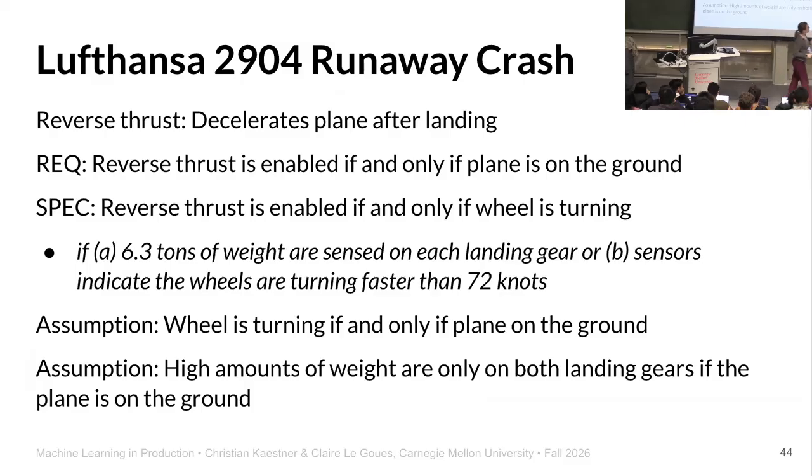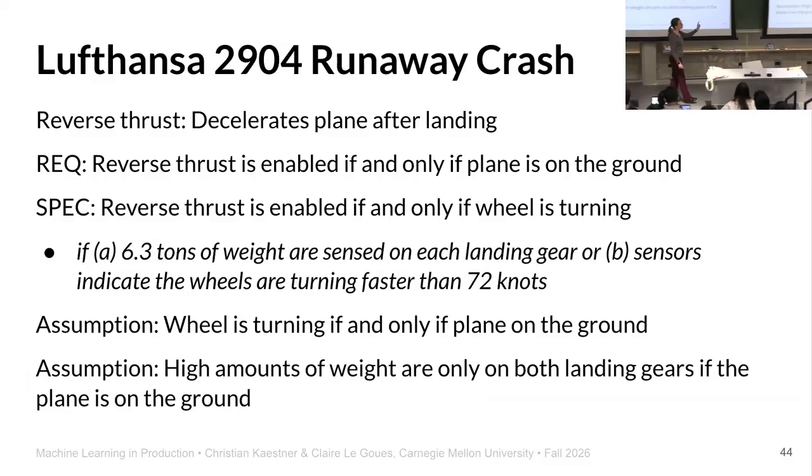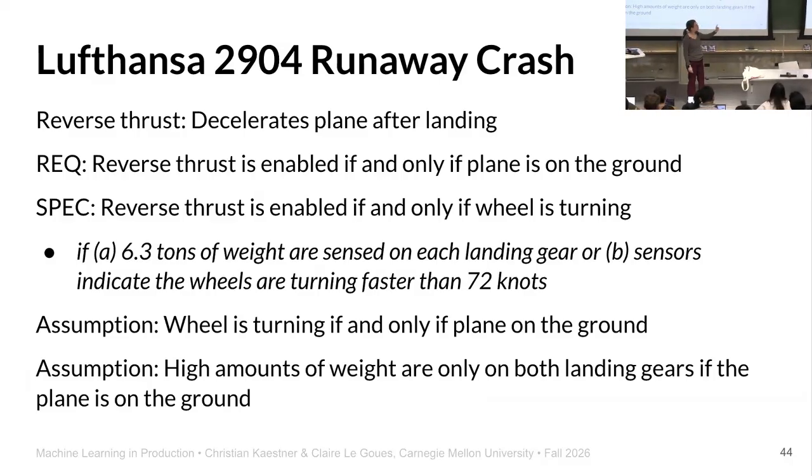So here's the issue. The reverse thrusters decelerate the plane after landing. The requirement here, note that this is about the world, is: reverse thrust is enabled if and only if the plane is on the ground. Because you absolutely do not want reverse thrust to be turned on if the plane is not on the ground. You can understand why that's true. We have all flown in planes, most of us have. So that's a requirement that's about the state of the world.